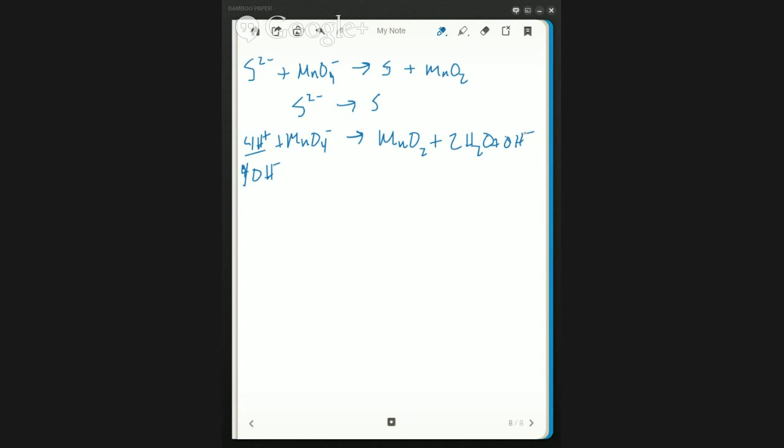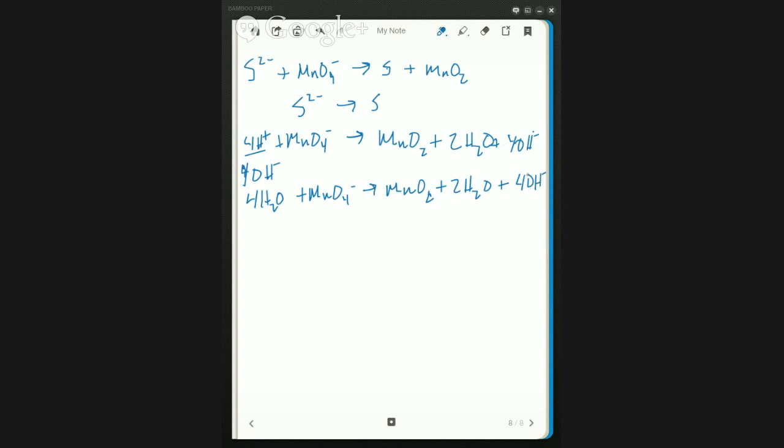Now, I added in my 4 hydroxides here. Not just 1 hydroxide, but 4 hydroxides to both sides. This is going to cancel out my hydrogen hydroxide here. I get 4 water plus MnO4 minus, which is going to yield for me MnO2 plus 2H2O plus 4OH minus.